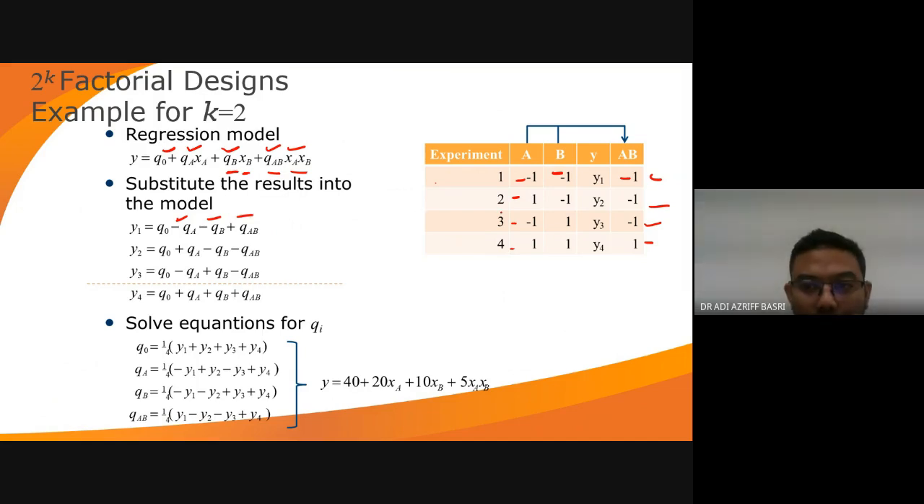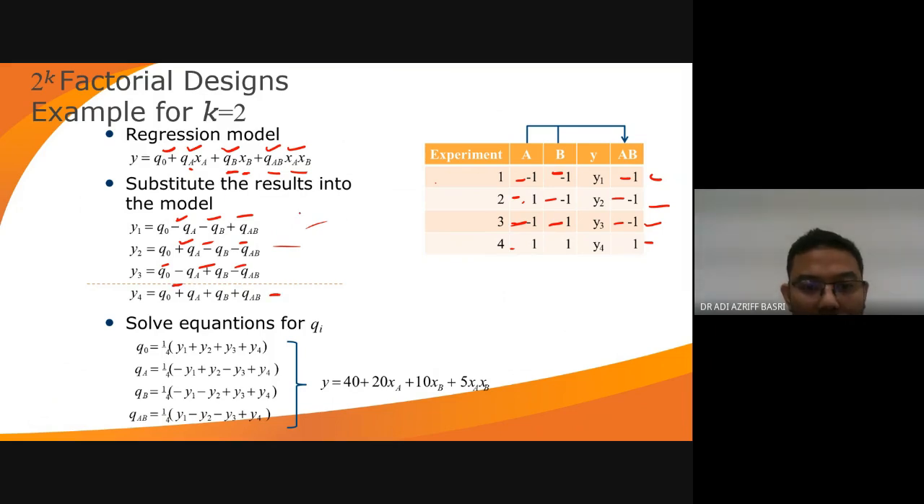So we continue with y2. y2 is q0 plus qA times XA. So you will get 1 because this is positive. Then B becomes negative. This is negative. qAB becomes negative. Then y3 is also q0 plus -1 because this is negative. Then it becomes positive here because of this positive. And this one becomes negative. This is negative. And the rest.